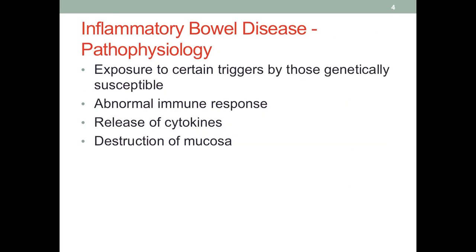When these genetically predisposed individuals are exposed to those triggers, their body launches an autoimmune response. This causes the release of the pro-inflammatory cytokines, and eventually it will lead to the destruction of the mucosa in the GI tract.